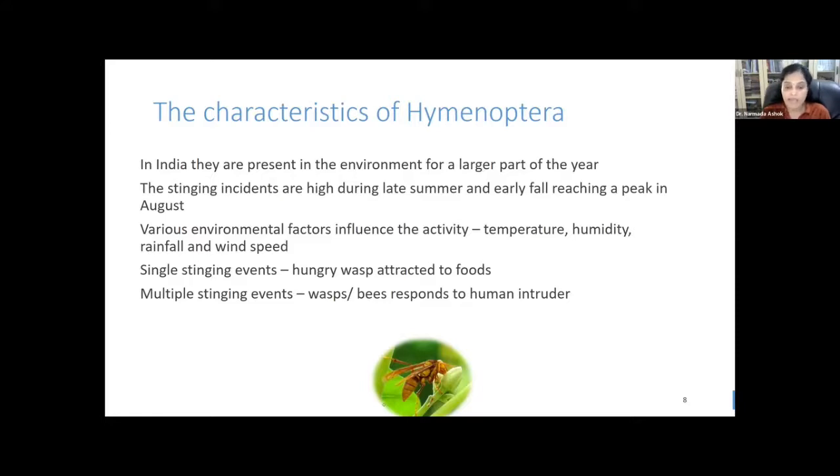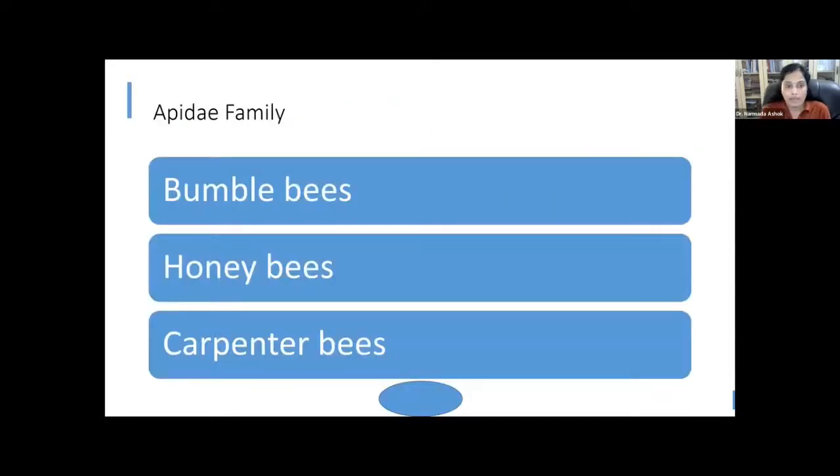Wasps and bees are capable of attacking with multiple stinging events. The problem with single stinging events is they can lead to a severe anaphylactic reaction. Whereas with multiple stinging events, we have to think about several non-IgE mediated reactions also, which we will discuss, and their problems are an entirely different segment. So we'll come first to the Apidae family. As we said, it is predominantly the bee variety, and there are three types in that: the bumblebees, the honeybees, and the carpenter bees.